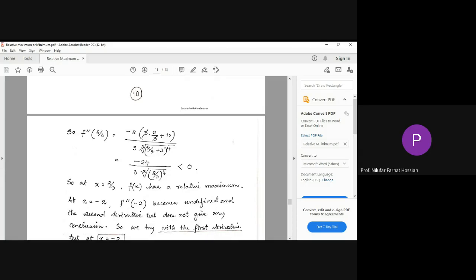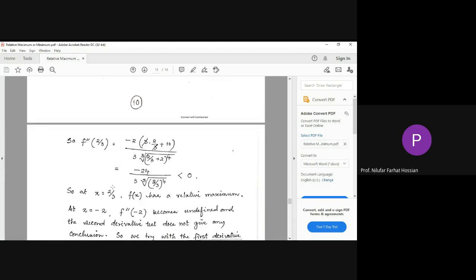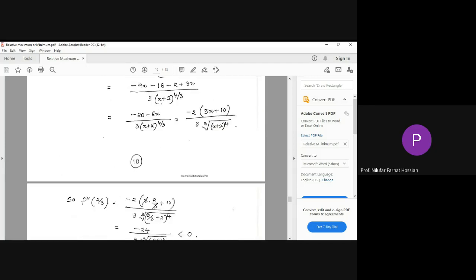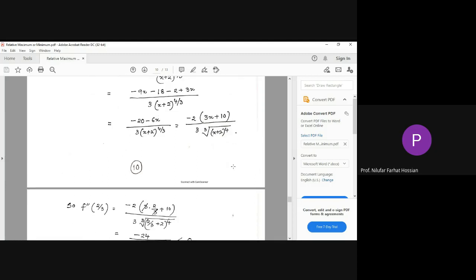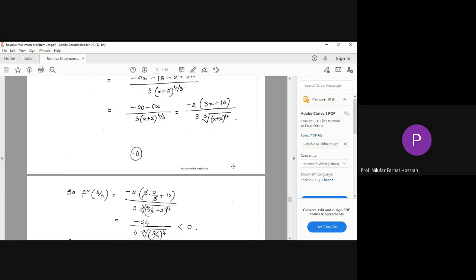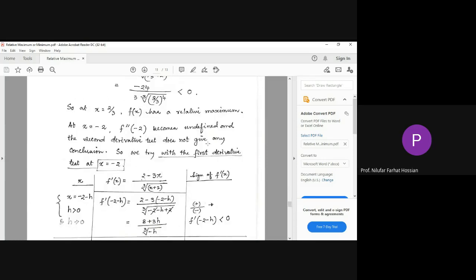Okay, now let us see what happens when x equal to minus 2. This was our expression for the second order derivative. If you put here x equal to minus 2, you see the lower part becomes 0 and the second order derivative becomes undefined. So in this case, the second derivative test fails. So you have to go back to the first derivative test for the point x equal to minus 2. So let us try with the first derivative test at x equal to minus 2.